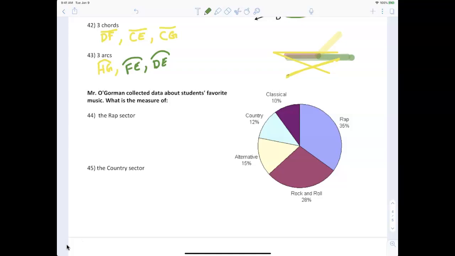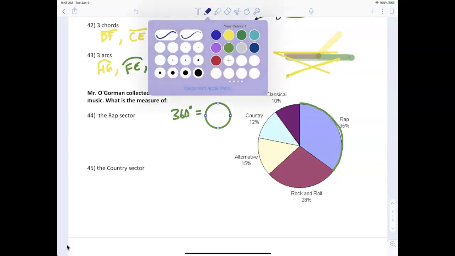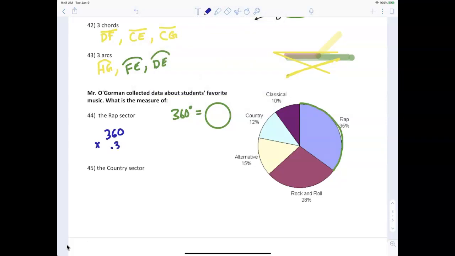Now the wrap sector, all right? So the wrap sector is 35 degrees, or not 35 degrees, but 35%. So we talked about this, multiply percentages. 360 degrees is equal to a circle, all right? So what we're going to do is we're going to take the 360 and multiply it by 0.35. Okay, so here we go. 0, 30, carry the 3, 15, 18. 3 times 0 is 0, 3 times 6 is 18, carry the 1, 3 times 3 is 9, and then we have 0, 0, 16, 2, so move the decimal 2 places, so we would say 126 degrees. Okay?